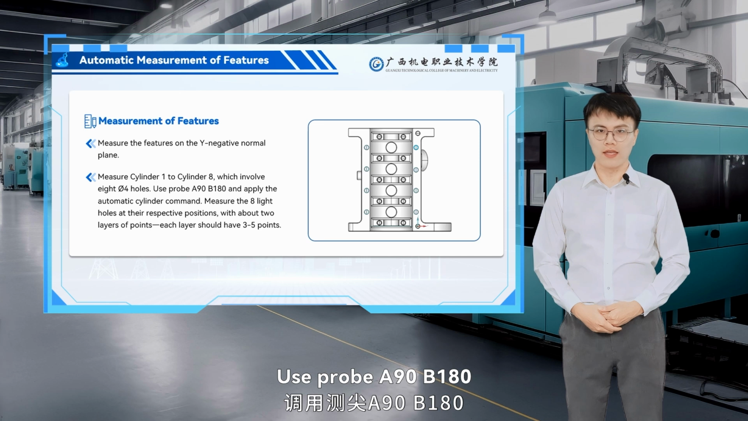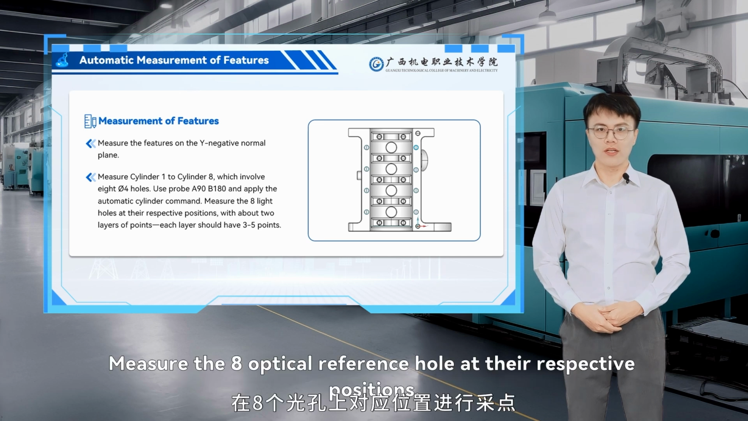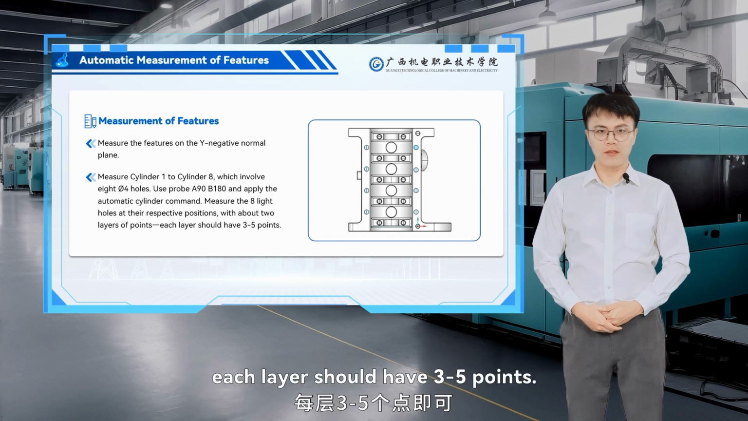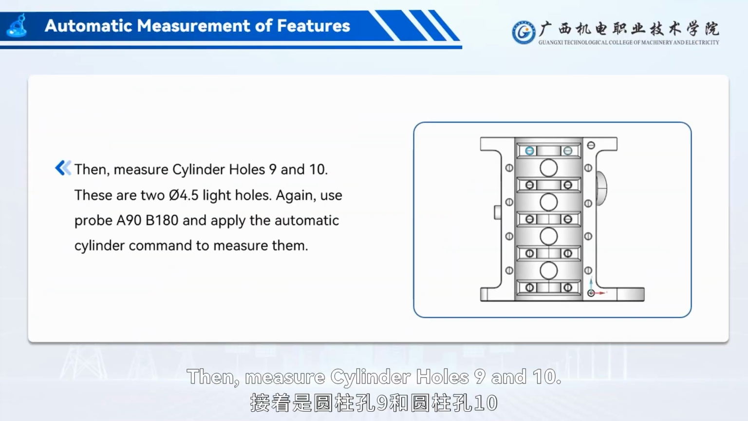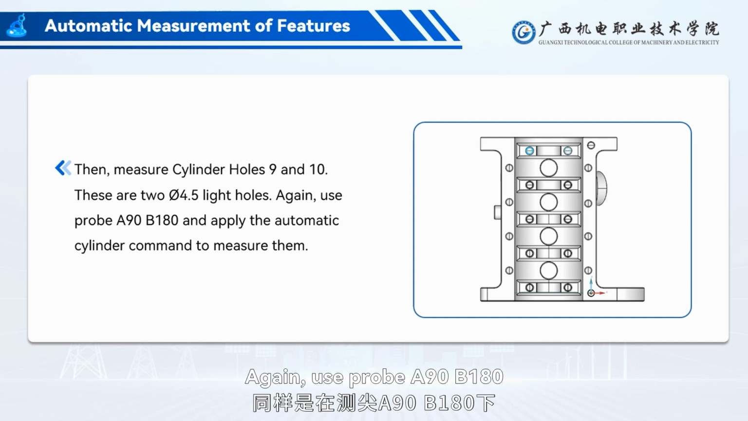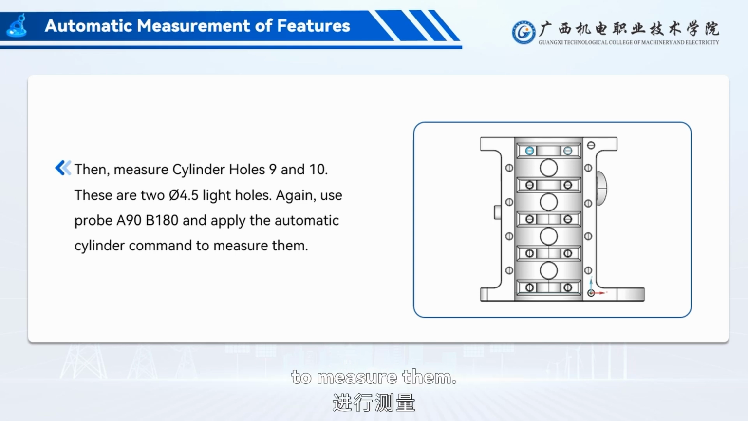Use probe A90B180 and apply the automatic cylinder command. Measure the 8 optical reference holes at their respective positions, with about 2 layers of points. Each layer should have 3 to 5 points. Then, measure cylinder holes 9 and 10. These are 204.5 optical reference holes. Again, use probe A90B180 and apply the automatic cylinder command to measure them.